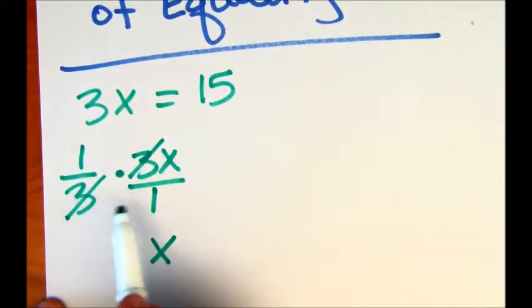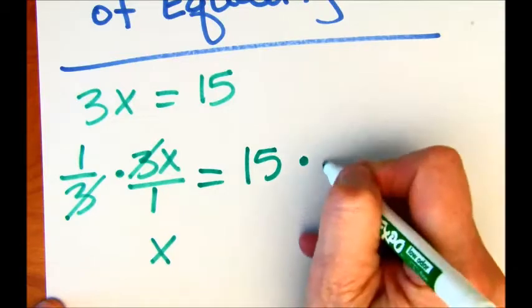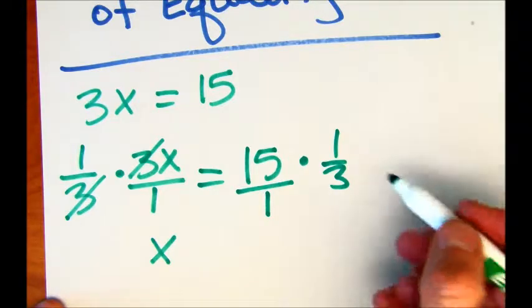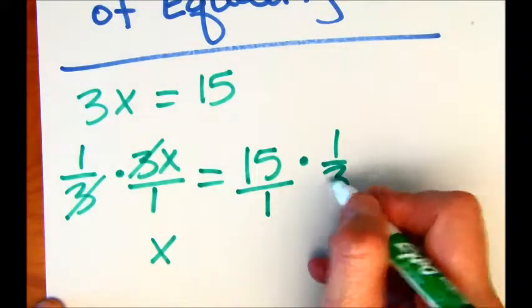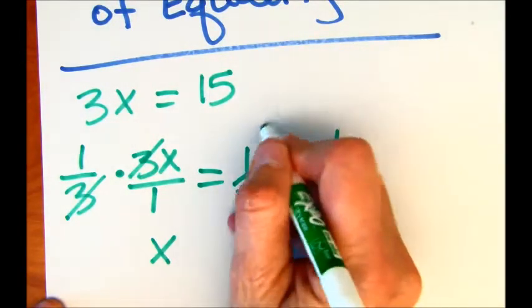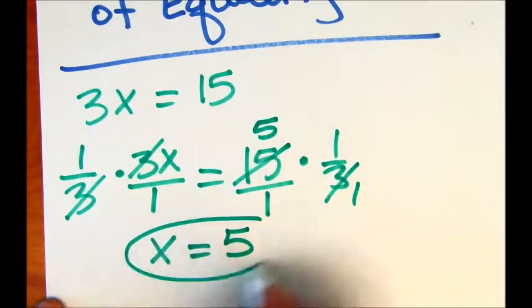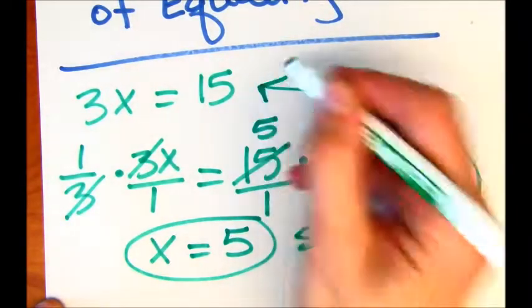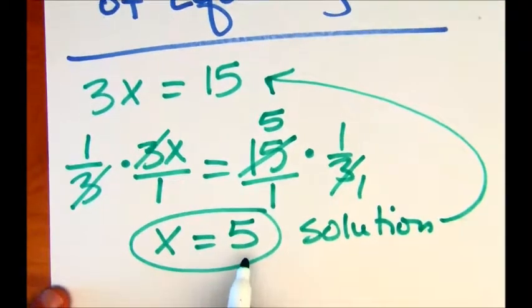But remember, when you're doing any operation on one side, you want to do the same operation to the other side. So 15 times 1/3, or 15 over 1 times 1/3, really what we're doing is dividing 15 by 3, or you could just reduce: 3 goes into 3 once, goes into 15 5 times, and so we get x equals 5. Now x equals 5 is the solution for this particular equation. If this equation changed in any way, 5 would not necessarily be the solution.